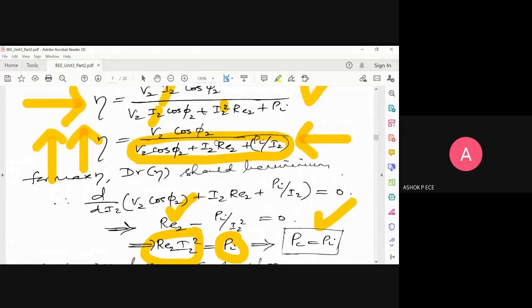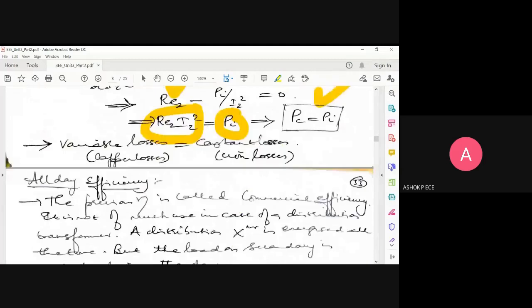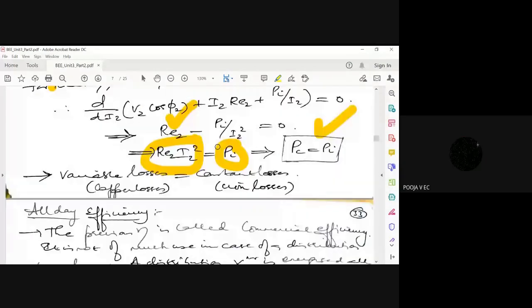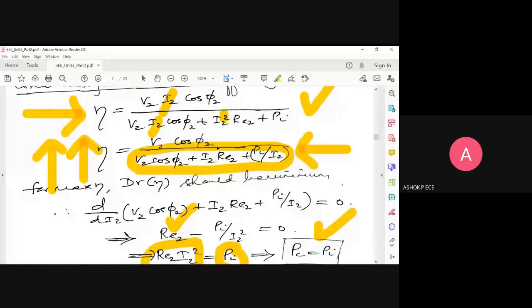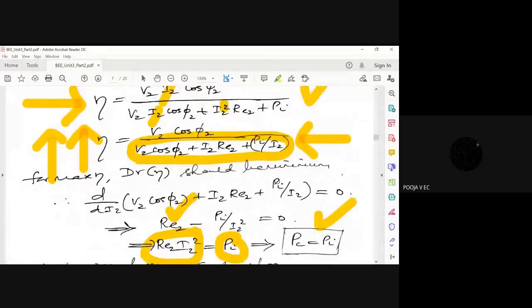Sir, doubt, sir. Why only I2 is varying, sir? Why not V2? See, we have seen in problems also, right? The input VA will be equal to output VA. V1 I1 will be equal to V2 I2. So in a transformer, they would give 6,600 by 250. That 6,600 by 250 will not change. So V1 and V2 are fixed always for a transformer, and I2 will vary depending on your load.